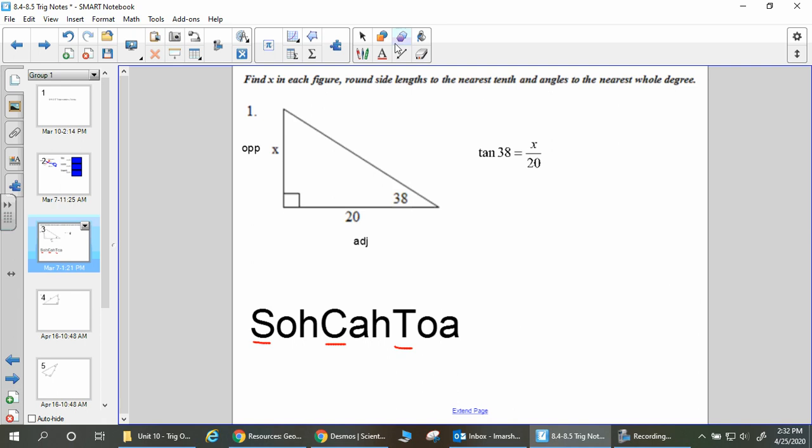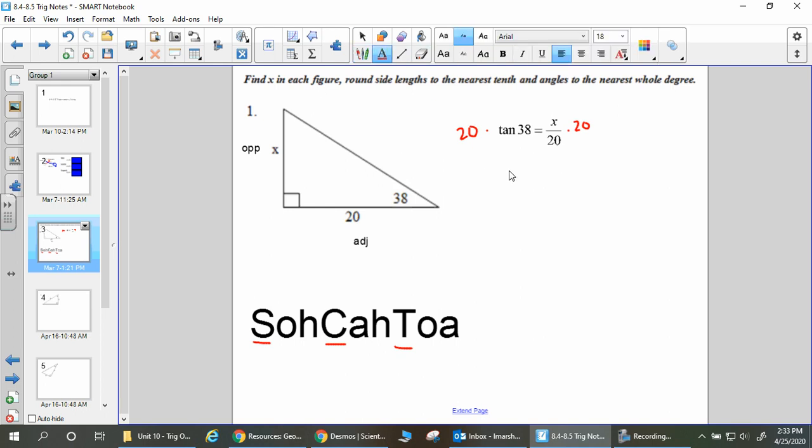Okay. This is where what we did last week is going to come in handy, because before I do anything, I want to solve this for x. So what you should remember is, well, we're talking about this fraction. I'm going to multiply both sides by this 20, right? And if I multiply both sides by 20, that means now I'm looking at 20 times the tangent of 38, and we're going to be equal to x.